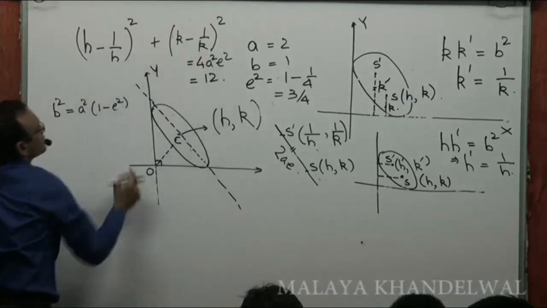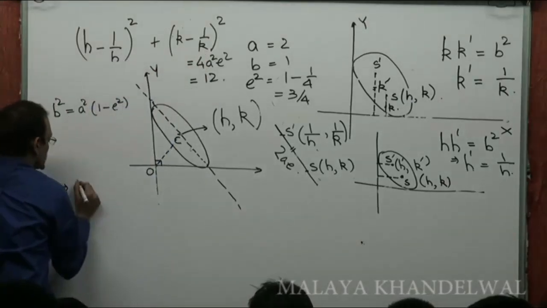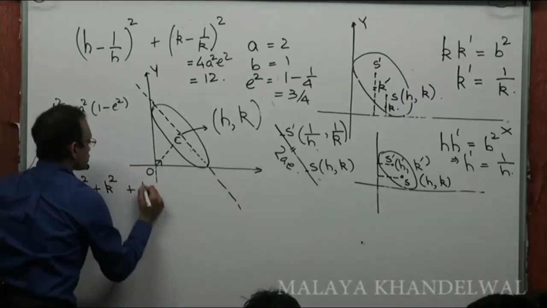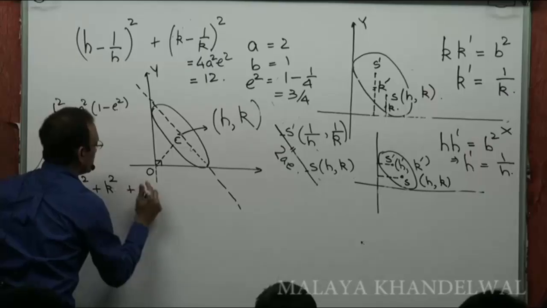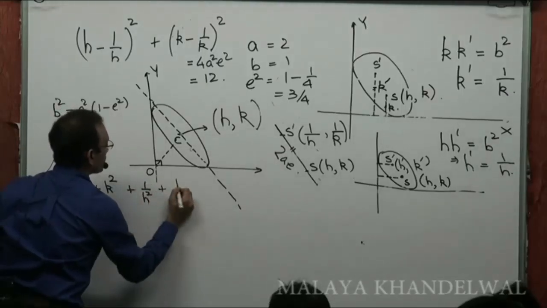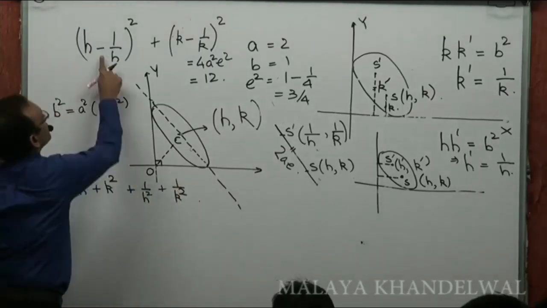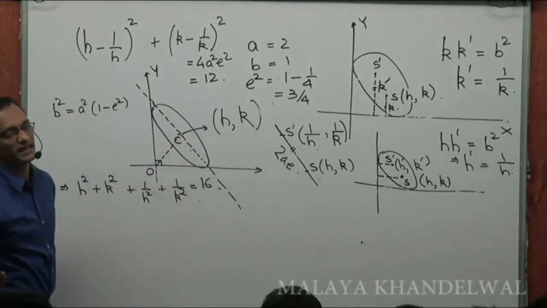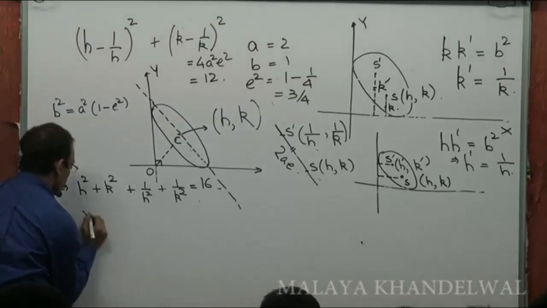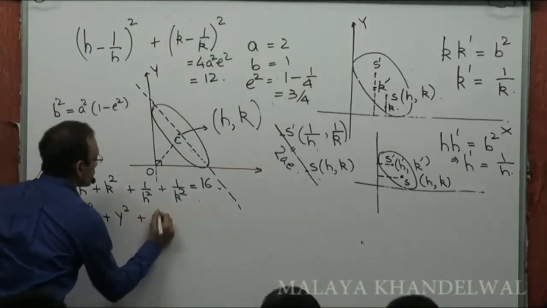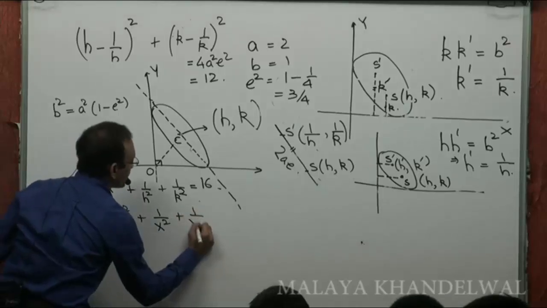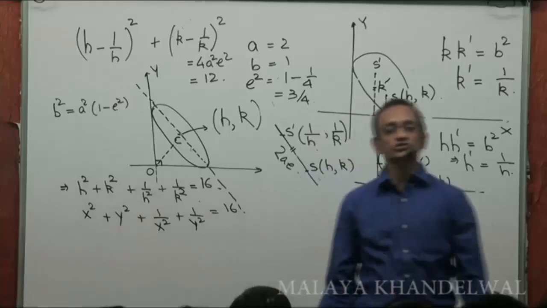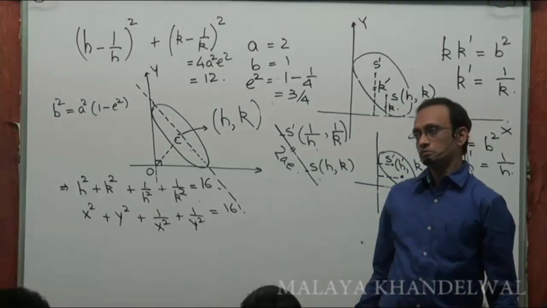And realize that the middle terms will get cancelled, giving us h squared plus k squared plus 1 by h squared plus 1 by k squared, and then 4 from here, equal to 16. Generalizing, replace h by x and k by y. So x squared plus y squared plus 1 by x squared plus 1 by y squared is 16. That's the locus of the focus. Got me?